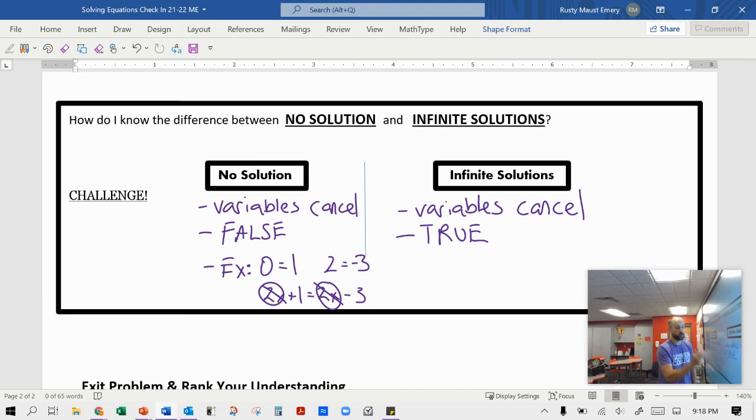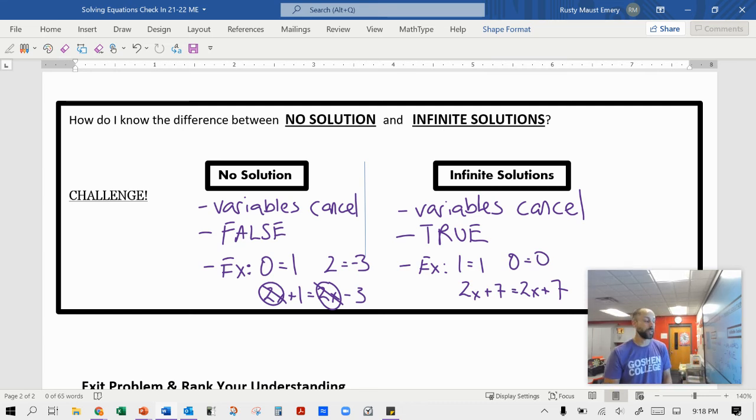For infinite, right? True. So some examples for true: 1 equals 1, 0 equals 0, things like that. 2x plus 7 equals 2x plus 7. It's the exact same thing on both sides, right? 2x plus 7 is equal to 2x plus 7 every time. The variables, again, 2x and 2x, are going to cancel out when you move them to the same side, and you're left with a true statement, 7 equals 7.